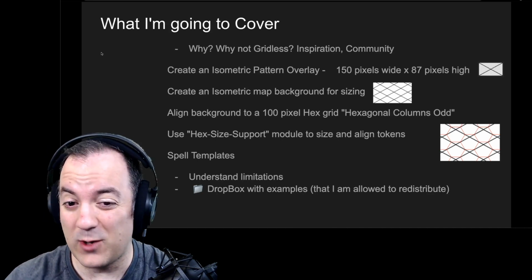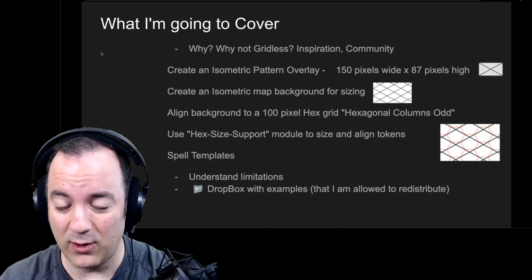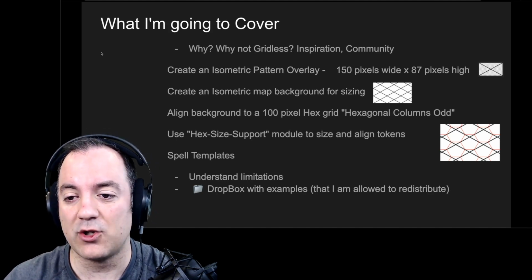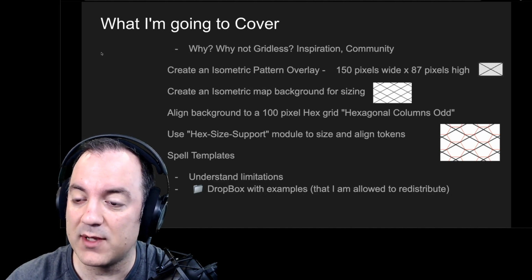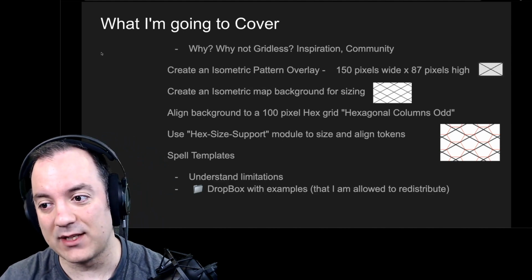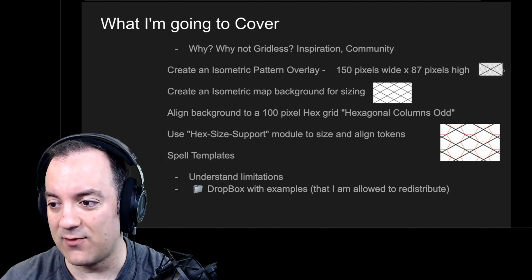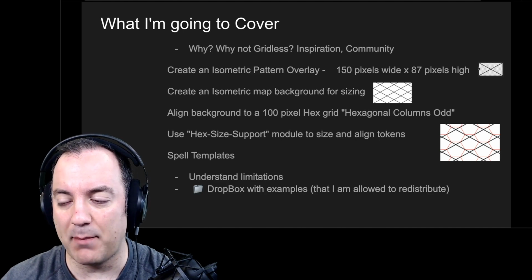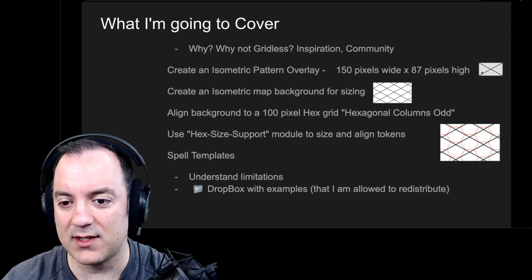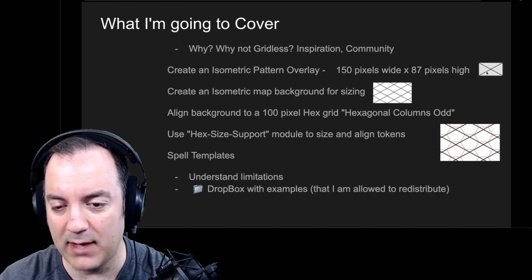For those that don't want to watch the whole video, this is basically how I do it. I'm going to create an isometric overlay pattern that's 150 pixels wide by 87 pixels tall. That's this right here. And I'm going to use that as a pattern overlay when I make maps. That's a concept from Photoshop. Maybe it maps to other tools.